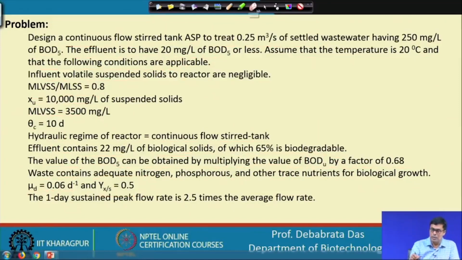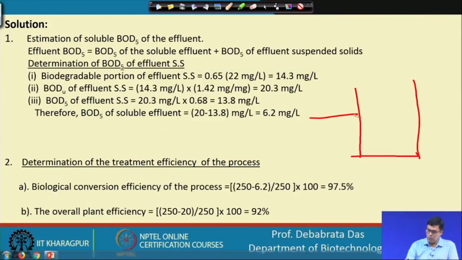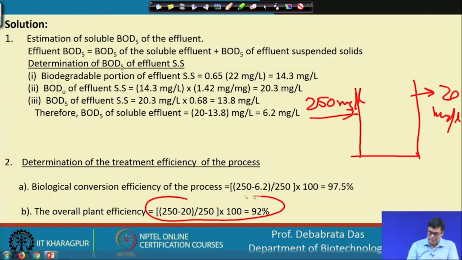These are the different conditions given, and let us see how we can solve it. Whenever we go for any kind of process design, the first thing we have to find out is the conversion efficiency of the process. Here, in this process, the input has 250 milligram per liter of BOD5 and the output has 20 milligram per liter of BOD5. Am I right? So, it is very simple. Overall plant efficiency is (250 minus 20) by 250, so 92% is the overall plant efficiency. Now, the problem is different.